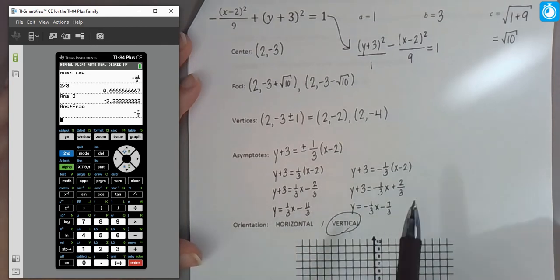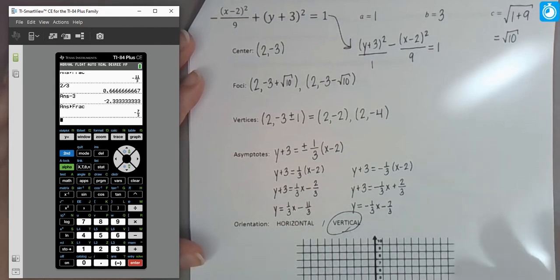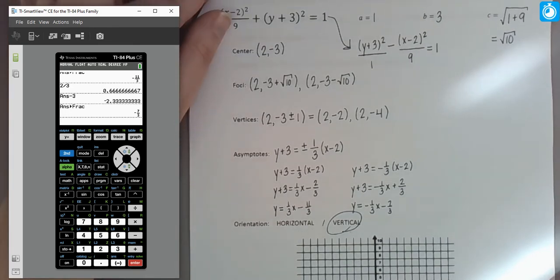Now graphing these two lines accurately would be difficult, mainly because our y-intercepts are fractional and we don't have fractional grid lines. We just have grid lines along our integer values. So graphing these accurately and thereby getting the hyperbola accurately would be difficult. Here's where the box method really comes in handy.